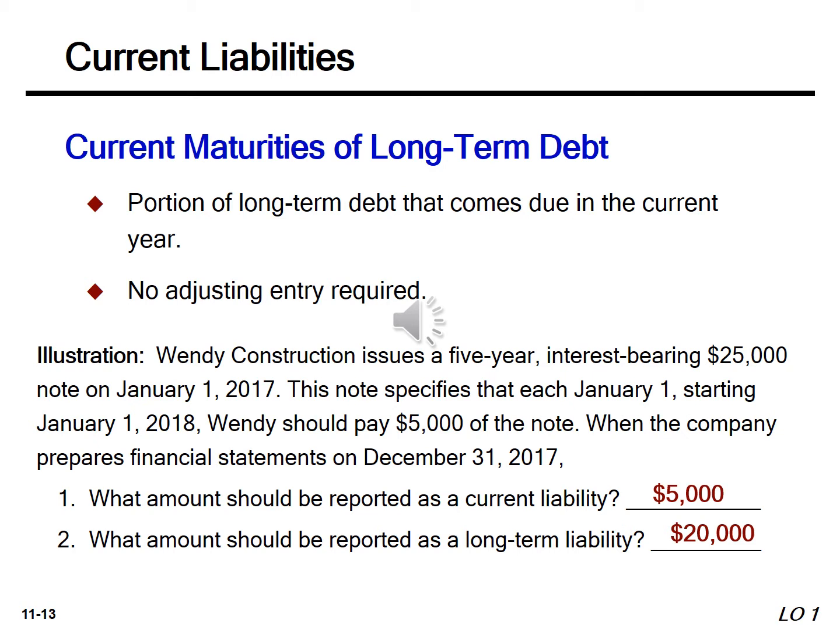What amount, or number one, what amount should be reported as a current liability? Of course, it is the current portion of the long-term obligation, so it's $5,000. What amount should be reported as a long-term liability? It's the remaining of the total debt or the total financial obligation, which is $20,000 in this case.